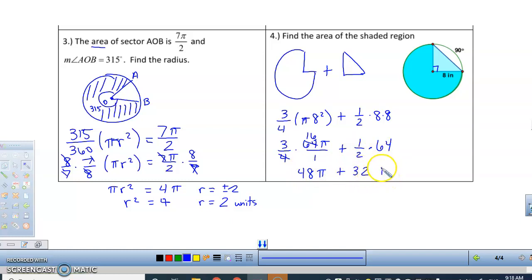And you do leave your answer in that weird form. These cannot be combined. They are not like terms. It's kind of like saying 48x plus 32. You don't combine those. So you don't combine 48 pi plus 32. So this would be your final answer.